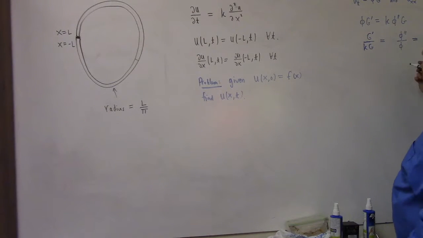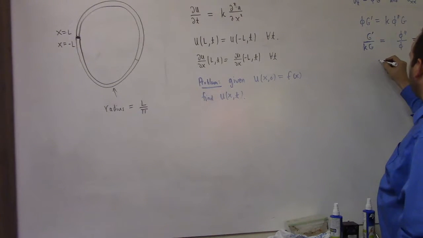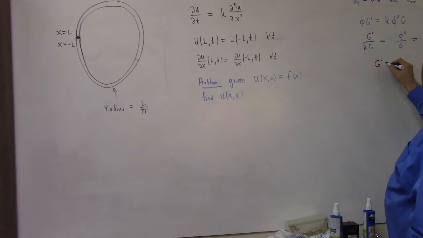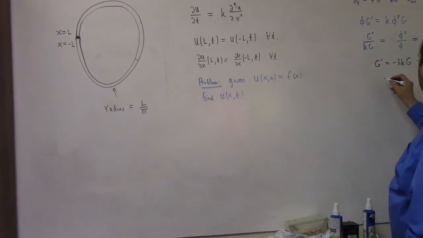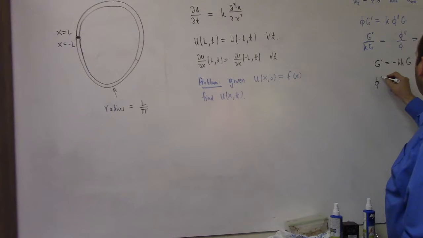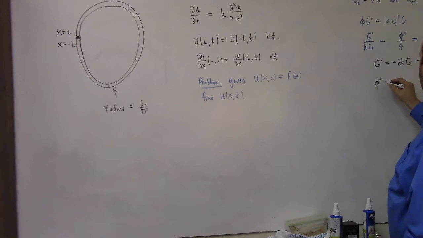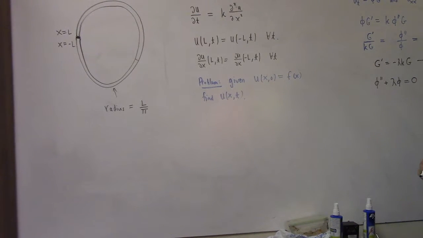Anyway, so long story short, of course, we've got g prime equals minus lambda kg. So that gives me solutions like g of t equals e to the minus lambda kt, right? And on the other hand, you've got phi prime prime plus lambda phi equal to 0, right?